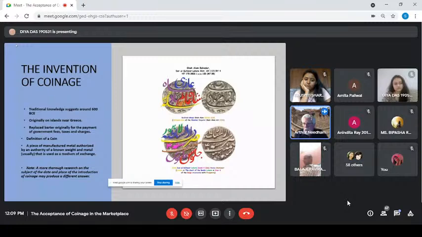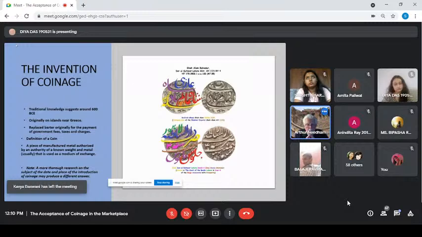But what is the definition of a coin? Because the definition of a coin actually describes what we're talking about. A coin is a piece of manufactured metal authorized by an authority of a known weight and metal that is used as a medium of exchange. So let's not start talking about they found some things in a pyramid in Egypt from 4000 before current era in their coins. This is the definition of coins that is now accepted in numismatics.